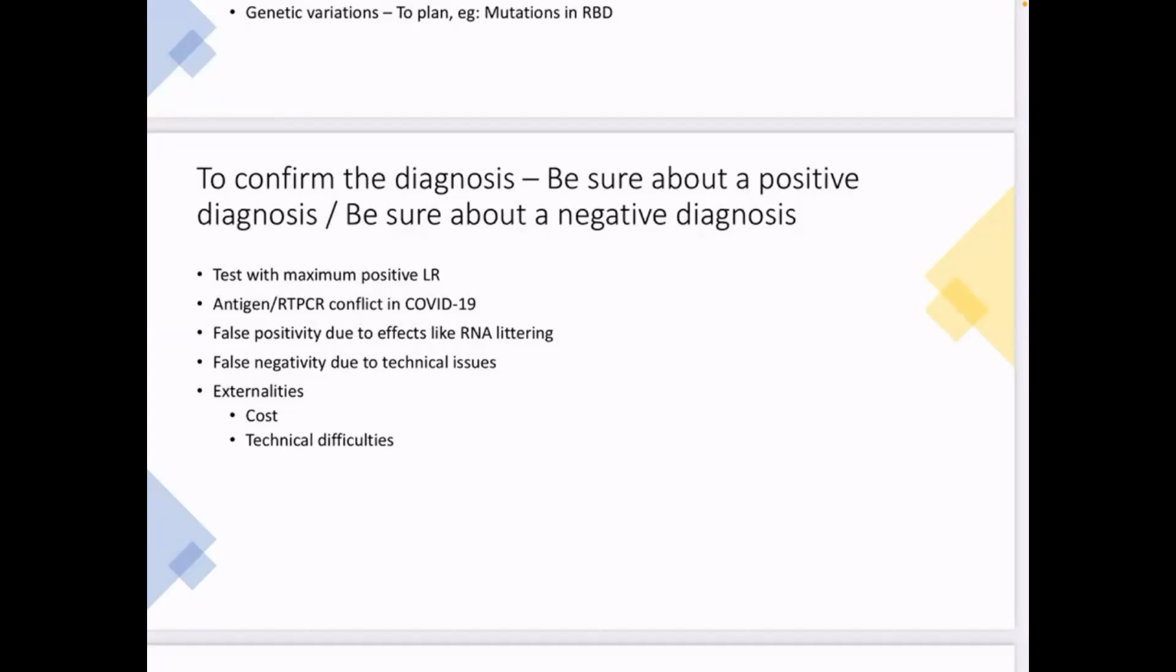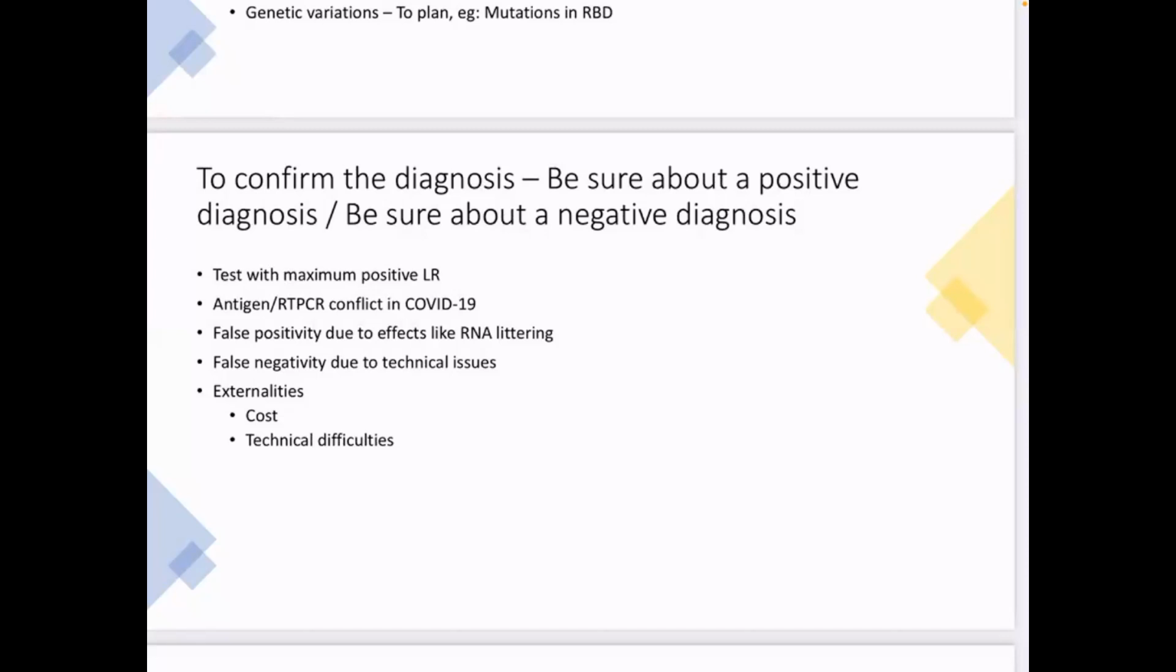There can also be false negativity due to technical issues. For example, sometimes there will be virus in your nasopharynx, but the probe may not reach the nasopharynx, or it may not collect enough sample, and all of that can bring a false negative. In a textbook or in a classroom, you can study and compare the differences between RT-PCR and antigen, but there are practical reasons in the community, and a lot of externalities at the time of a pandemic.